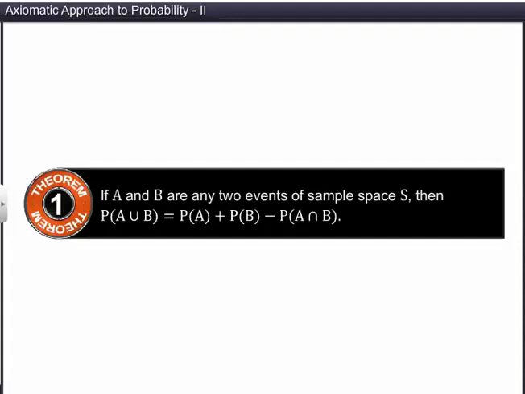sample space. This theorem states that if A and B are any two events of sample space S, then the probability of event A or B is equal to the probability of A plus the probability of B minus the probability of A and B.